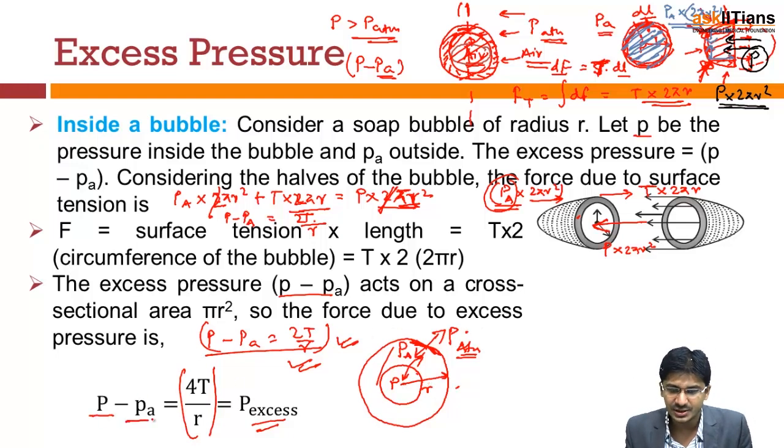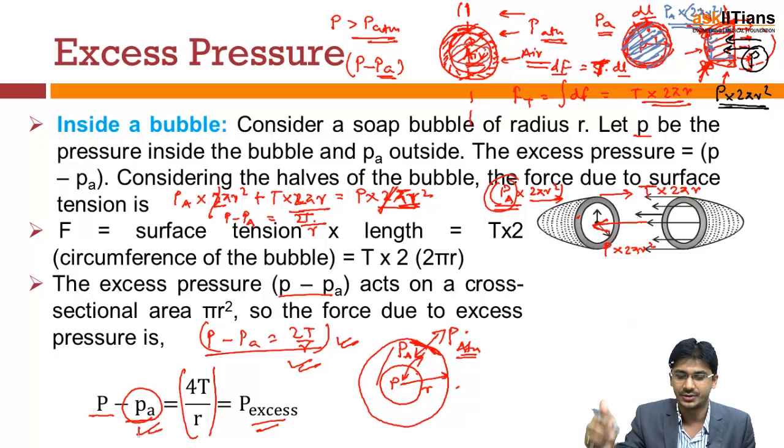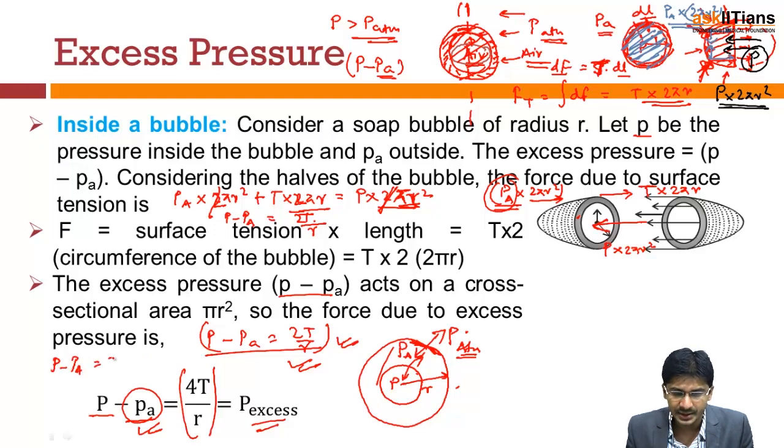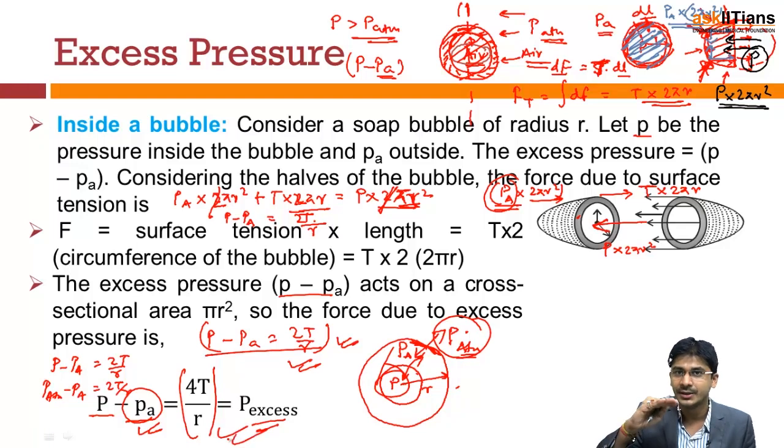So if you take this as the outer pressure, what you will have is 2T by R plus 2T by R. You can write it like this: P minus Pa is 2T by R, this you know. When you apply it for P atm minus Pa, you have P atm minus Pa is again 2T by R. What you need to find is P minus P atm, the inner minus outer, and putting this in, you will get 4T by R. So this is the excess pressure between inside and outside. Had there been only one surface, the pressure would be 2T by R. When would there be one surface?